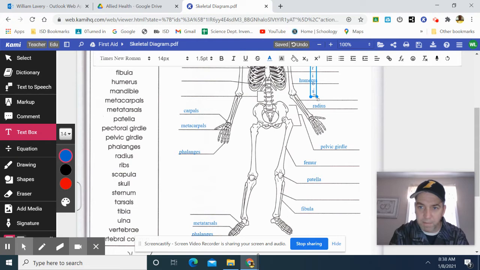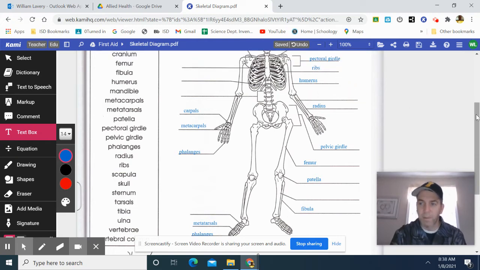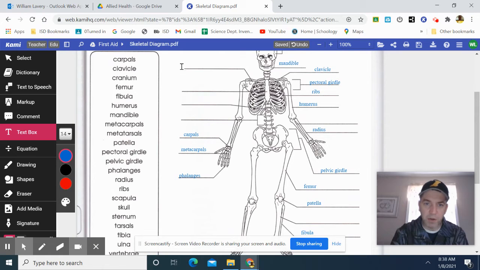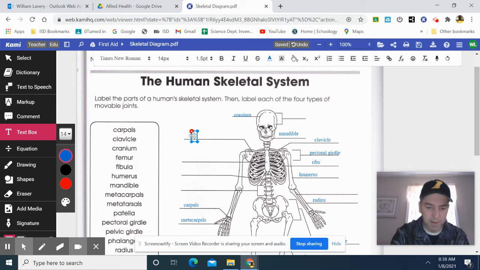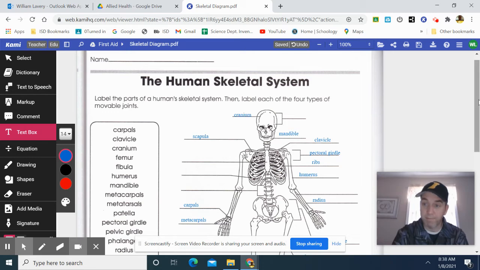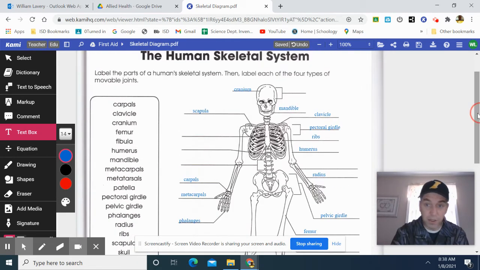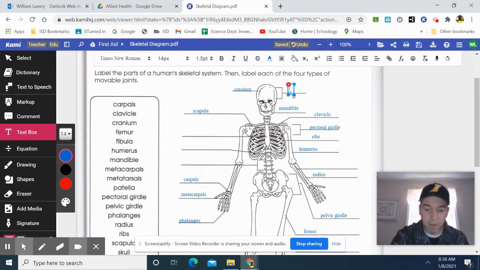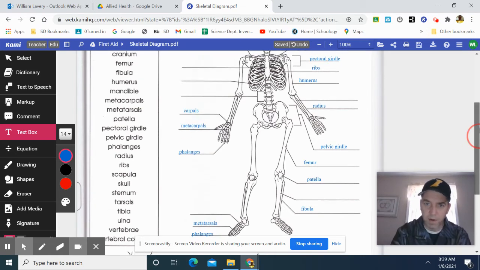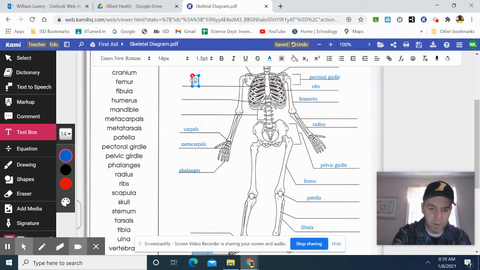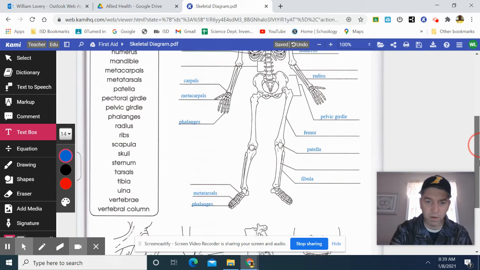I gotta fix that box. There we go. So your scapula is your shoulder blade. Sounds like scrupula, but it's scapula. All right. Your skull. So your mandible plus your cranium is your skull. Sternum. That's your chest bone. Metatarsals are your ankle bones.